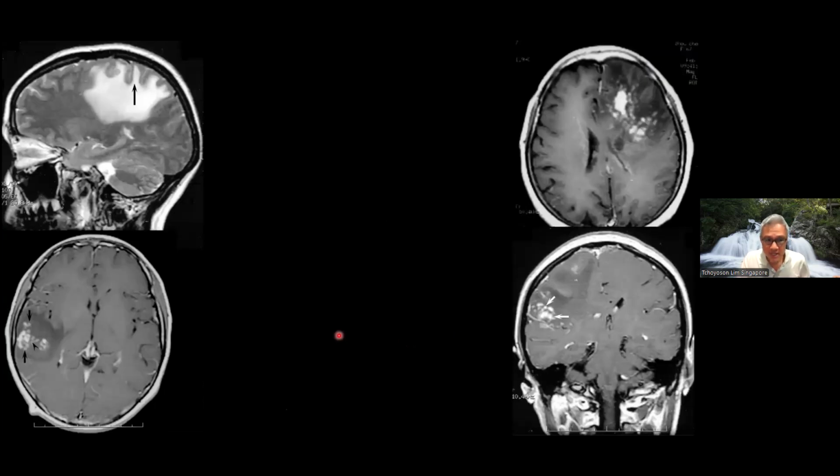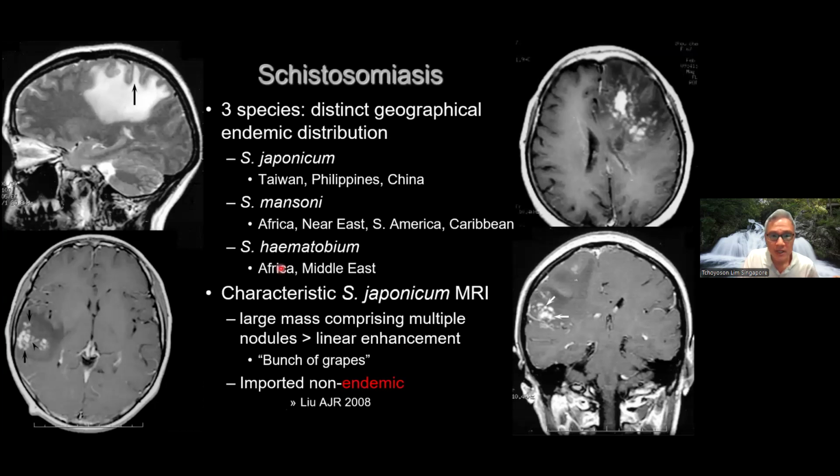Now we come to the next parasite that we can see. This, fortunately, does not happen in Africa, but in Asia. There are 3 different species, and Schistosomiasis japonicum is the example that I'm giving here, where on MRI, there is a very large complex mass comprising multiple tiny nodules and including linear enhancement looking like a bunch of grapes.